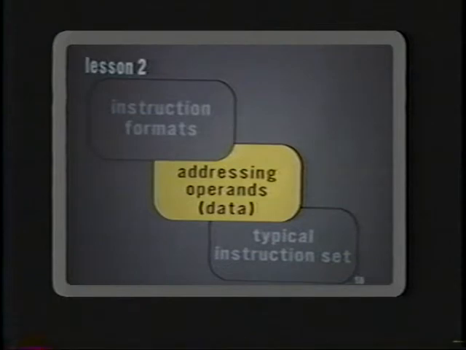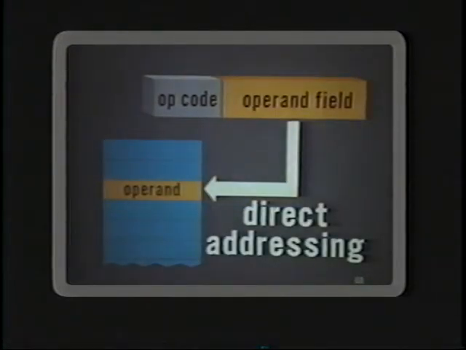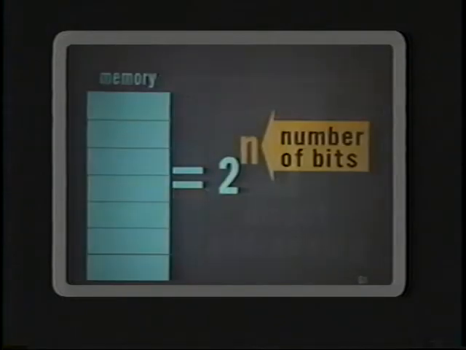In this lesson, we will explain some of the more common methods of addressing operands stored in memory. The most common method is to place the operand storage address directly in the instruction word. Because the operand field points directly to the location of the operand, this method is called direct addressing. The maximum number of memory locations that can be directly addressed is equal to the number 2 raised to the nth power. The letter n is the number of bits contained in the operand field.